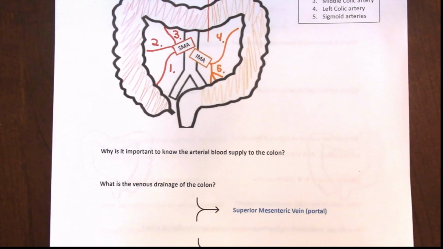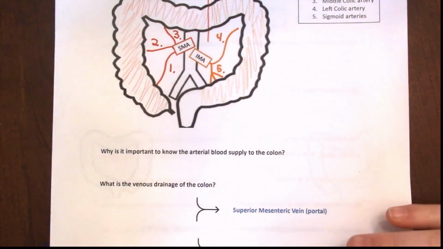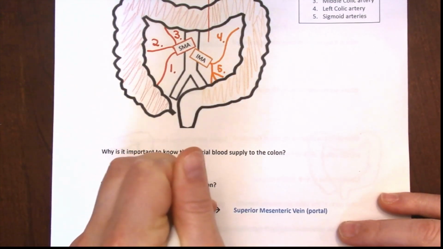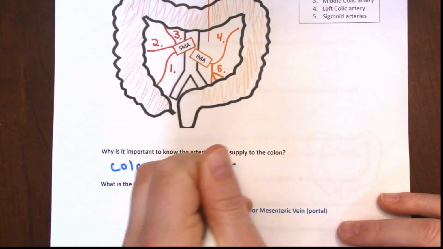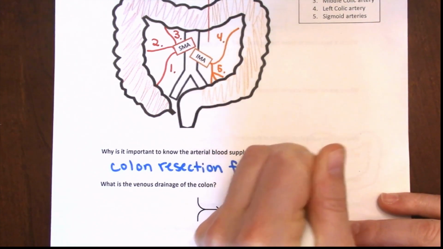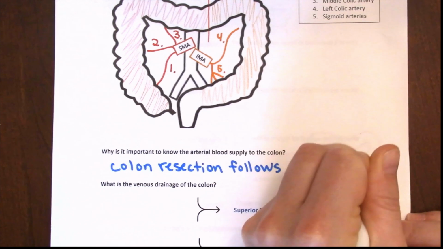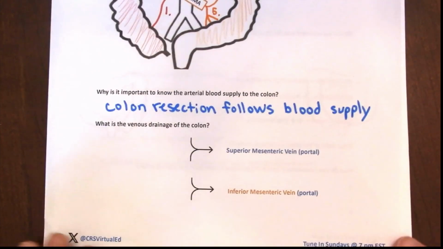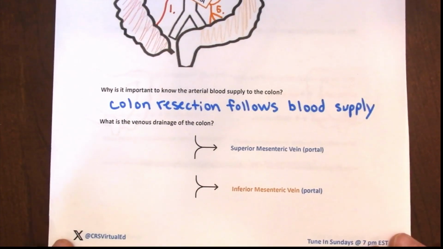Great. And why is it important to know the arterial blood supply to the colon? So it's important when planning a partial colectomy because which section and how much of the colon is taken follows the blood supply. So for example, if you have a colon tumor in the middle of the ascending colon, you cannot just resect the section right where the tumor is. You would need to perform a complete right colectomy since you're taking the right colic artery.